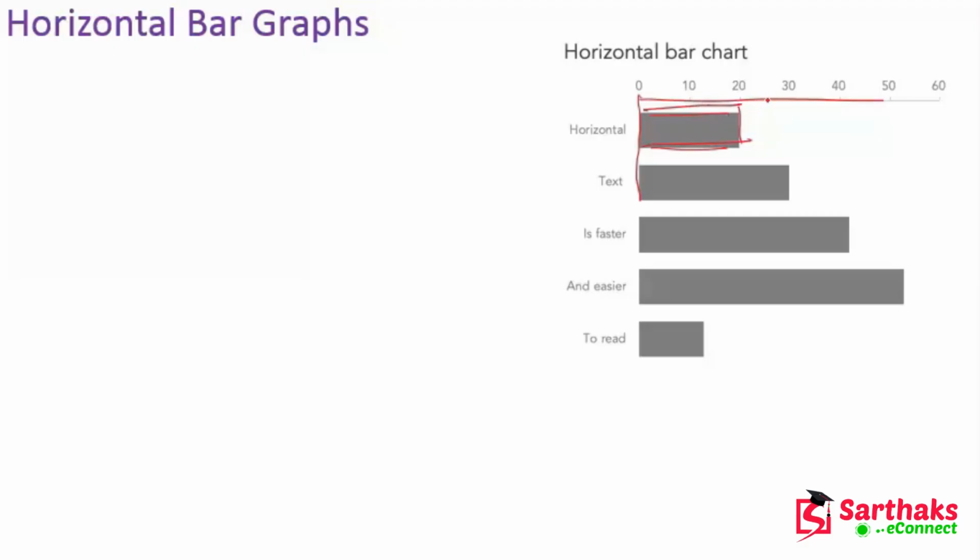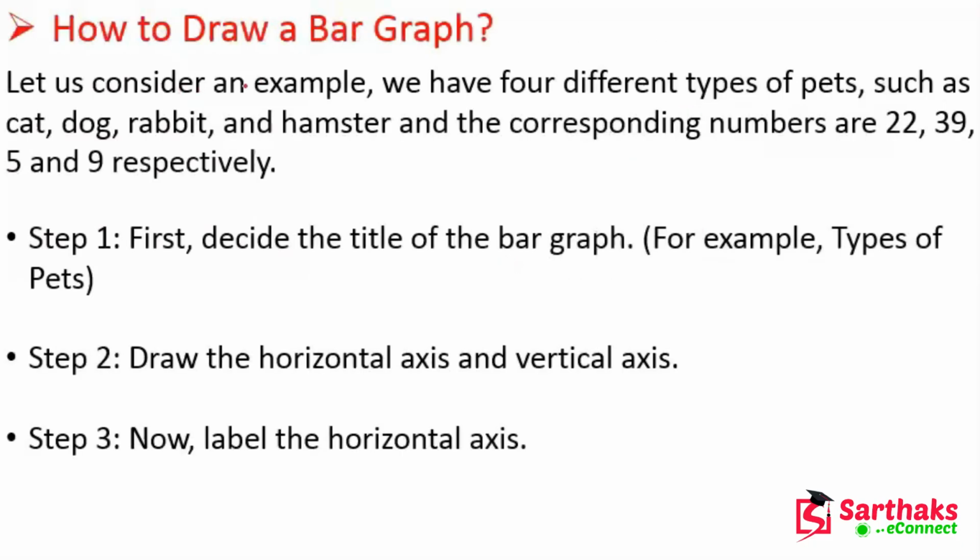So the length of the bar denotes the value. Here this length is horizontal, so we can say that this is a horizontal bar graph. So we have two important bar graphs: the vertical bar graph and the horizontal bar graph. Okay, yes, so now let's see how to draw a bar graph.